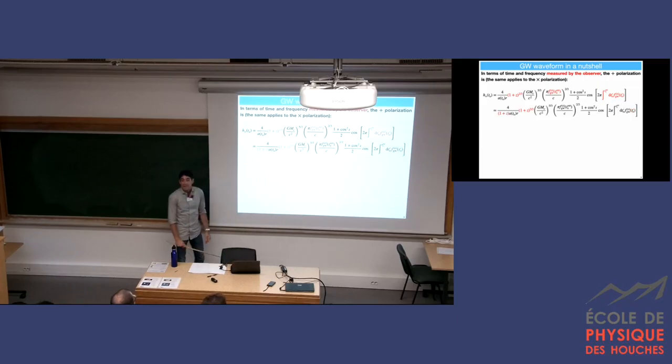Now, I divide and multiply by 1 plus z, right? I'm getting 1 plus z to the 5/3 divided by 1 plus z. I can do it.